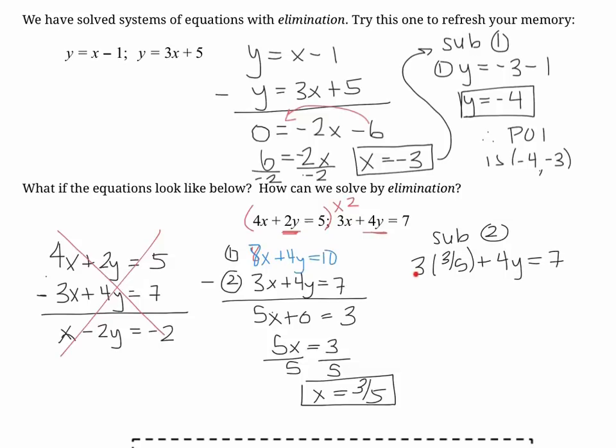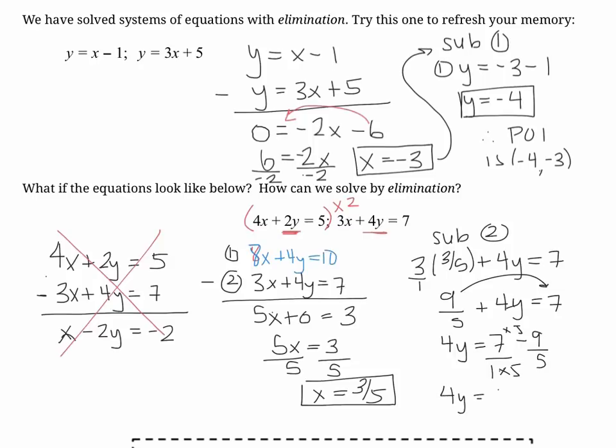So a little bit of algebra here. I have a number times a fraction. I can always make that number into a fraction, of course, by just putting it over 1. So this is going to be 3 times 3 over 1 times 5. That's going to be 9 over 5 plus 4y is equal to 7. I'm going to bring that 9 over 5 over, so I'm left with 4y is equal to 7 minus 9 over 5. I'm going to make an equivalent denominator here by multiplying by 5. And I've got 4y is equal to 7 times 5 is 35 minus 9 all over 5.